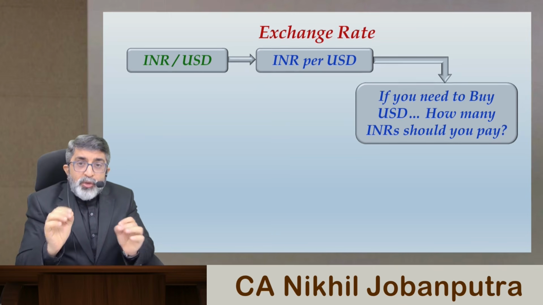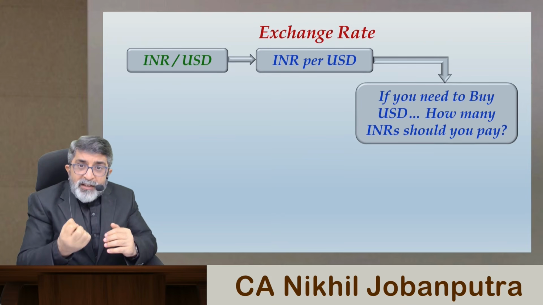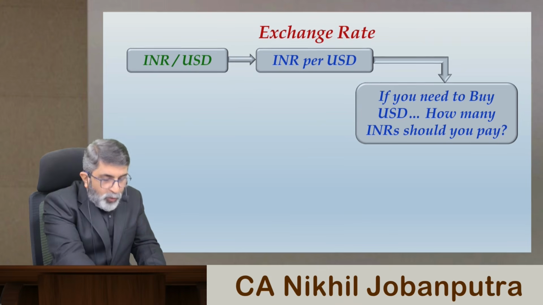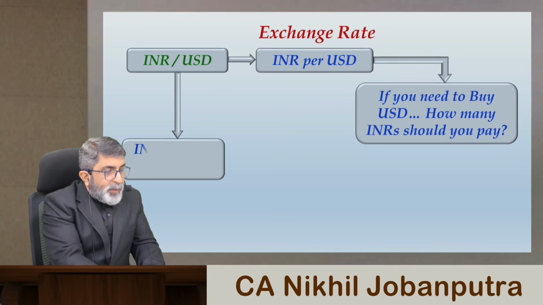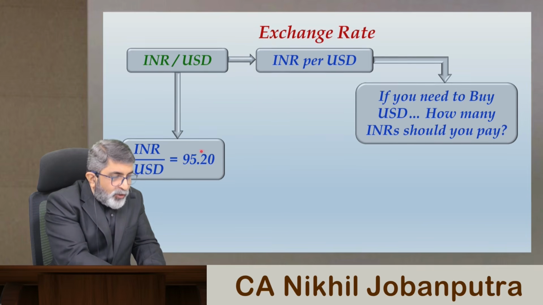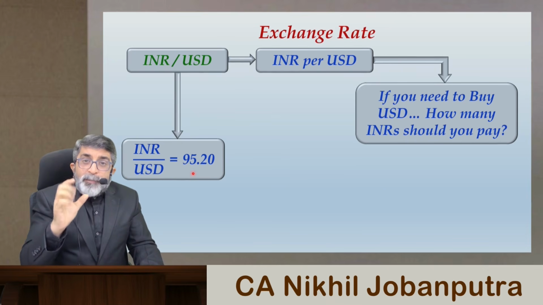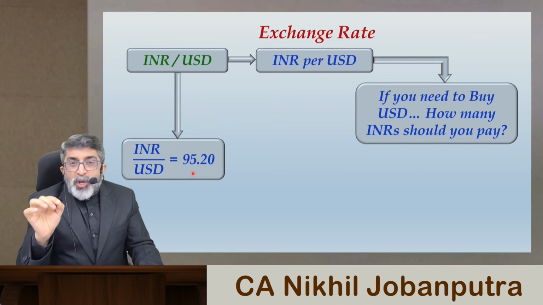In other words, you have to understand that you are trying to buy a particular currency and the price of that currency should be known in terms of the other currency. So when we write INR per USD, mathematically it should be presented as INR/USD. That means one currency in the numerator, another currency in the denominator, and this represents the exchange rate. So INR per USD as 95.20 indicates that 1 USD is equal to INR 95.20.